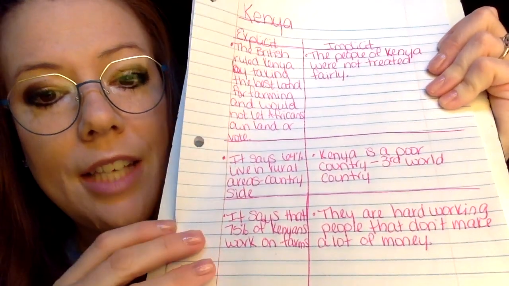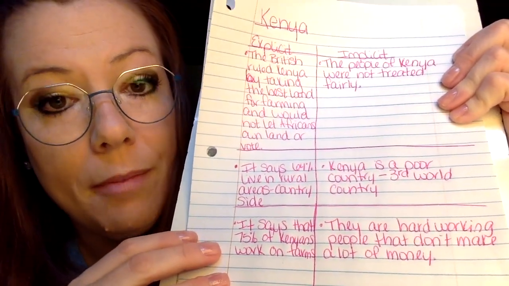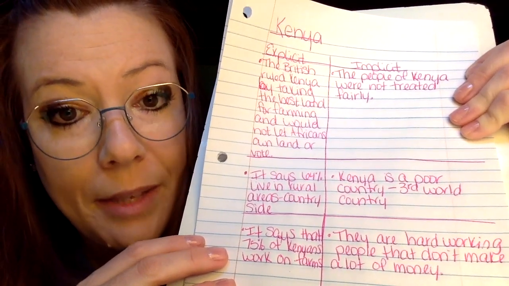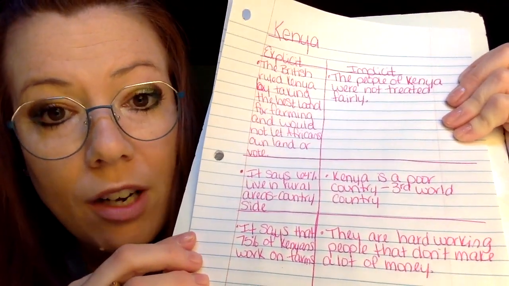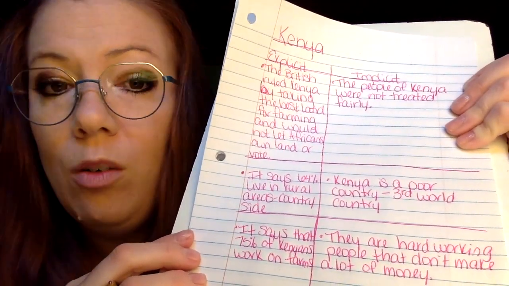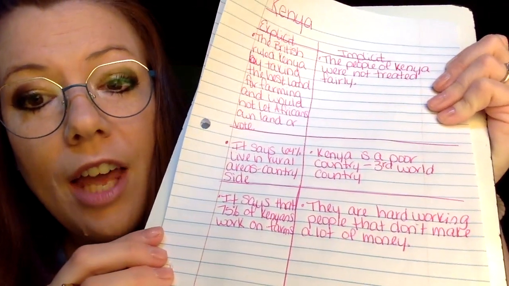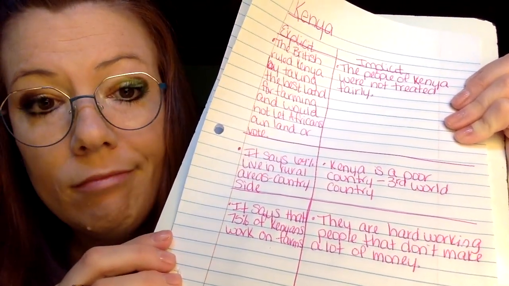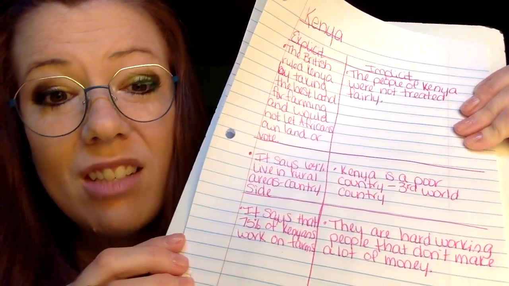Okay, here we are. It says 75% of Kenyans work on farms. That's explicitly in the text, it tells me that. So then I ripped open my schema folder on farmers and saw they don't make a lot of money. It's a hard job. I mean, a hard job. They are hardworking people that don't make a lot of money. Wow. Says a lot about their character, right? Hard workers. Okay, that is how we use our schema to help us read between the lines, okay?